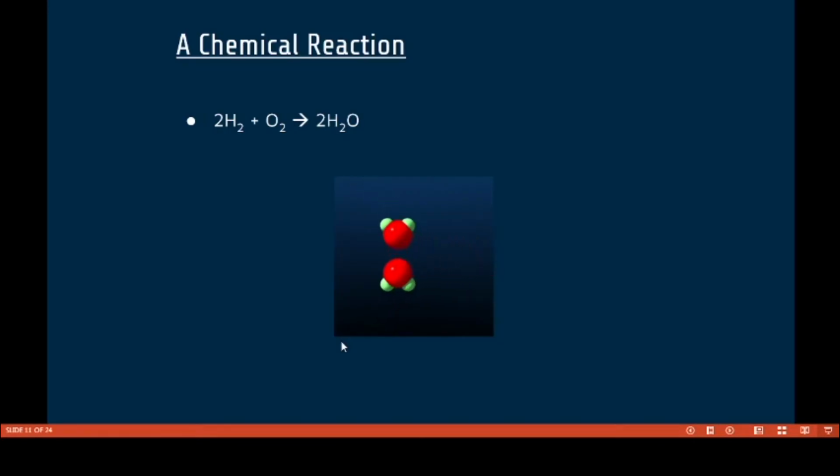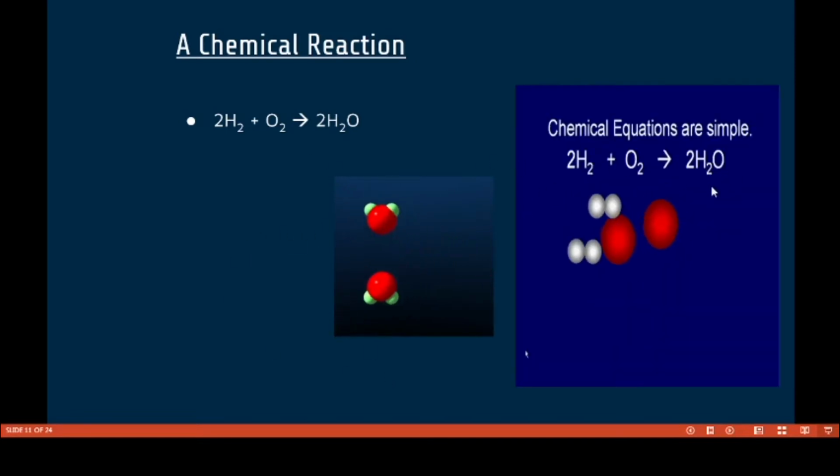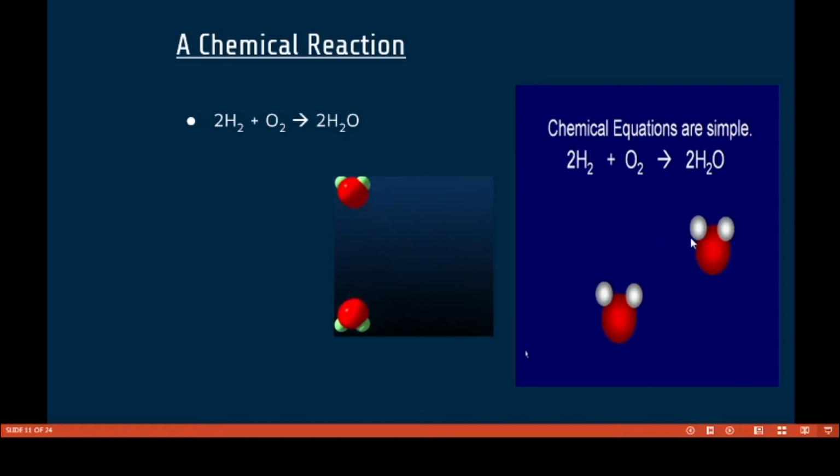Now a chemical reaction. Hydrogen reacts with oxygen and gives H2O. 2 hydrogen molecules react with this oxygen and give 2H2O. So 2H2 joins with O2 and gives 2 water molecules. This is a chemical equation: 2H2 plus O2 gives 2H2O.